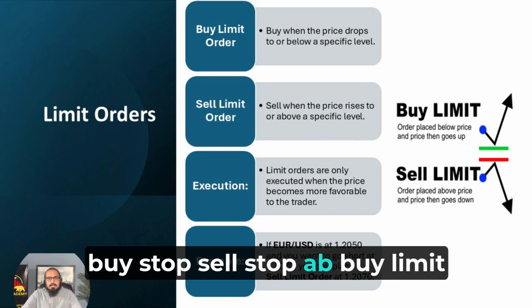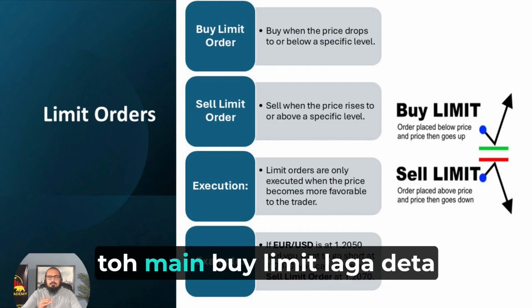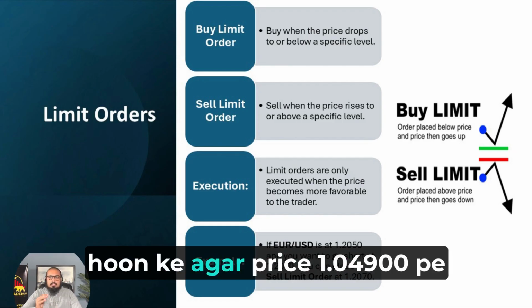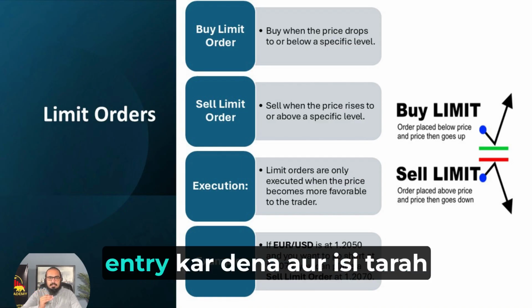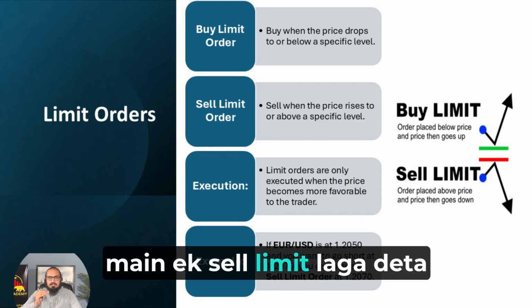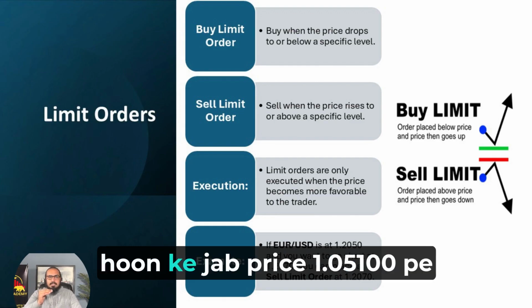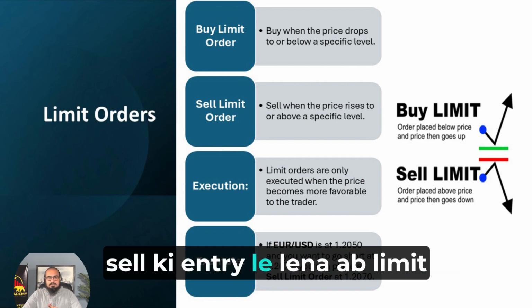And buy limit is buy limit. If the price, for example, is at 1.0500 of the US dollar, I set a buy limit so that if the price comes to 1.04900, then make the buy entry. Similarly, if the price is at 1.0500 and I set a sell limit that when the price reaches 1.05100, you take the automatic sell entry from there.